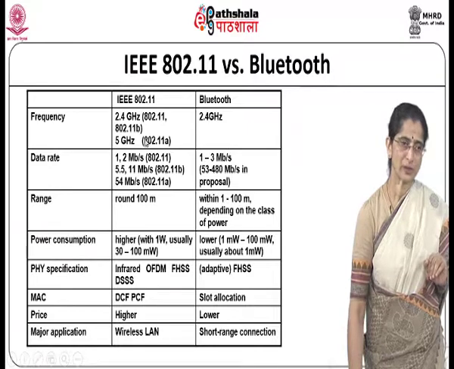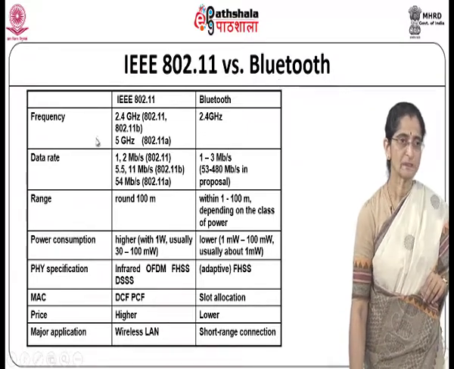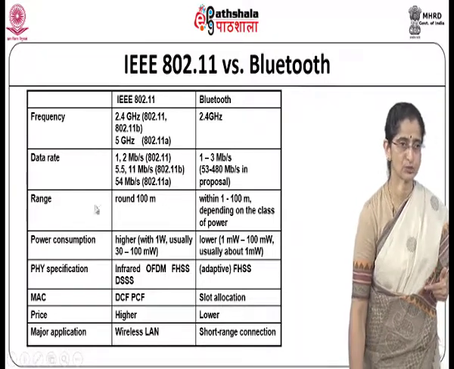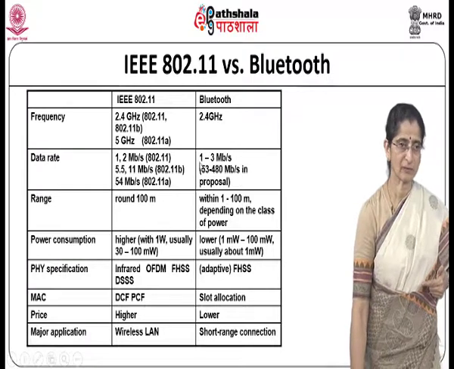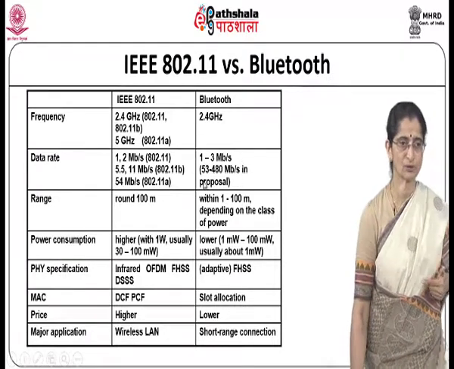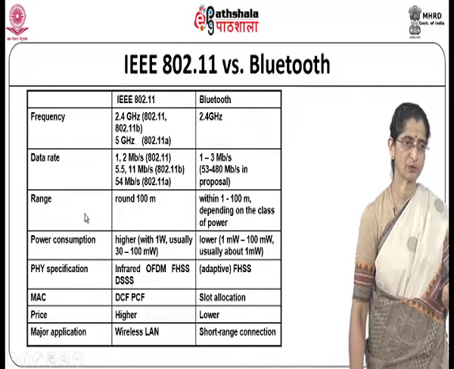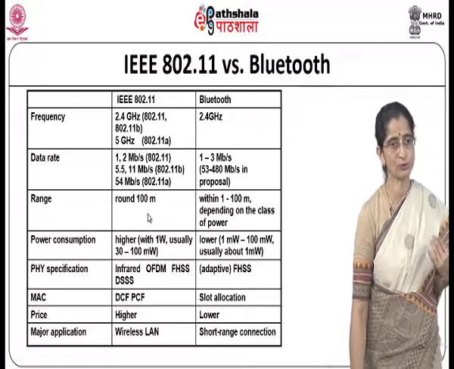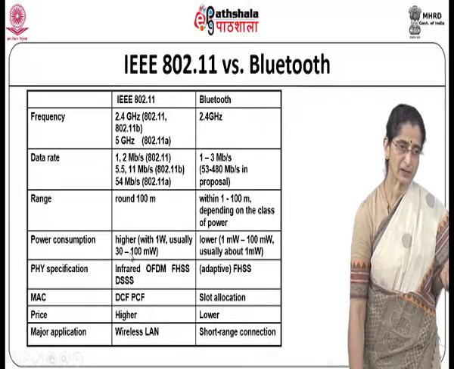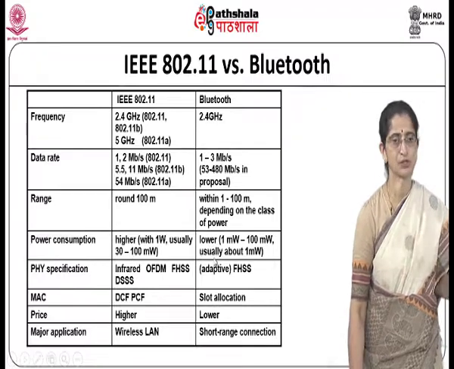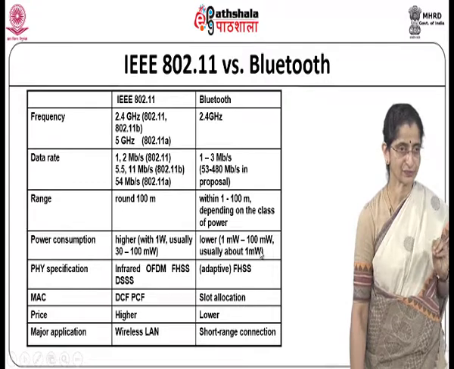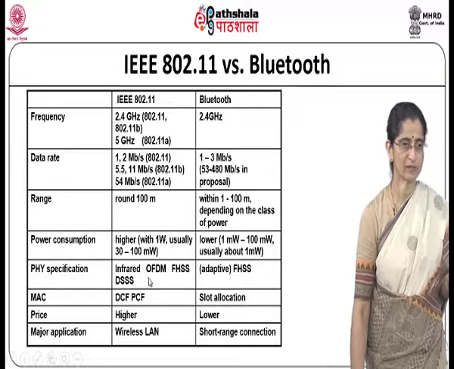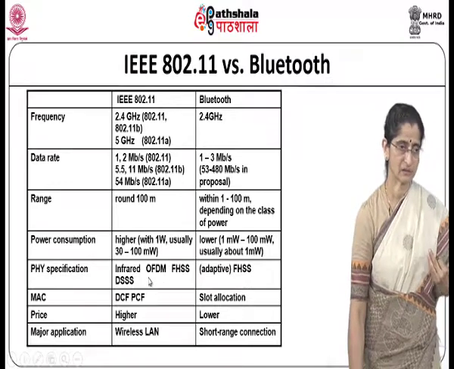This is a quick comparison between 802.11 and Bluetooth. 802.11 also works around 2.4 gigahertz, the same frequency which Bluetooth also uses. Data rates are 1 to 3 megabits per second, and also higher data rates are now supported in Bluetooth. Range is where we have a difference: up to 100 meters in 802.11, whereas Bluetooth is only about 10 meters. Power consumption is higher in 802.11, much lower, of the order of milliwatts, in the case of Bluetooth. For the physical specification, Bluetooth uses only frequency hopping, whereas 802.11 supports many other physical channels as well.